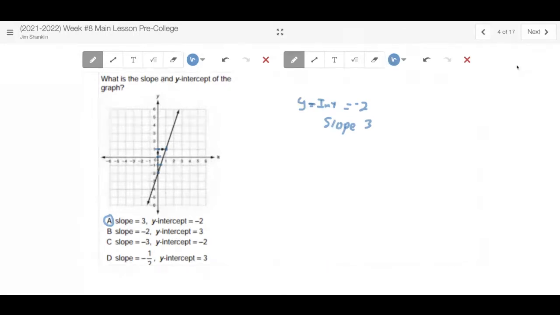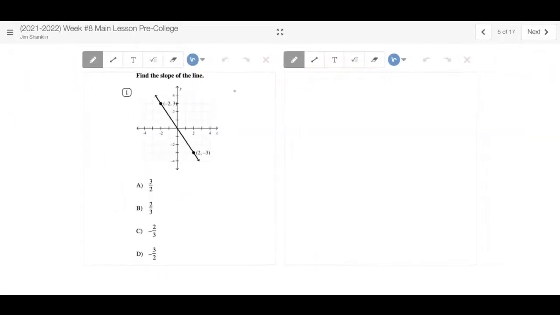All right, problem number 2 on this week's practice. It says find the slope of the line. Well, I'm going to find it two different ways. I know it's going to be negative because it's going down. And then if I go down 1, 2, 3, 4, 5, 6 over 1, 2, 3, 4, I'd say my slope is negative 6/4 or negative 3/2.